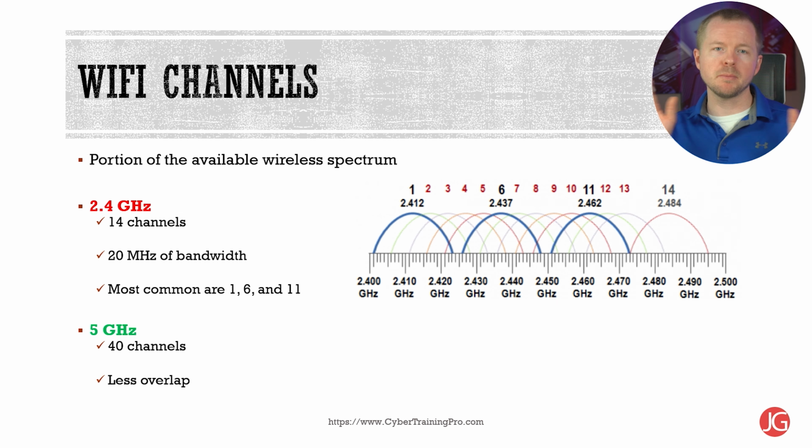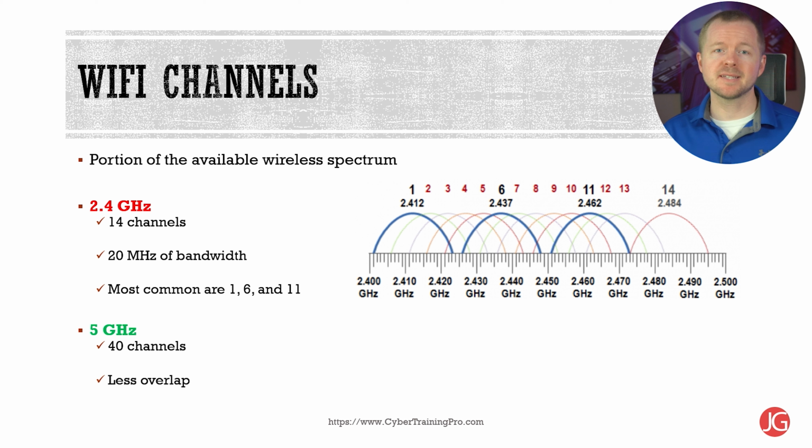Wi-Fi networks all communicate on channels, which are a portion of the available wireless spectrum. The 2.4 gigahertz band defines 14 different channels with a channel bandwidth of 20 megahertz each. Some countries limit which channels can be used. For example, in the United States, we only use channels 1 through 11. Something that you have to be aware of is channel overlap. You don't want wireless access points that are next to each other having channels that are close to each other. So for example, if you have channel 4 and channel 5, that might cause issues. Most commonly, you're going to see channels 1, 6, and 11 used because they don't overlap.